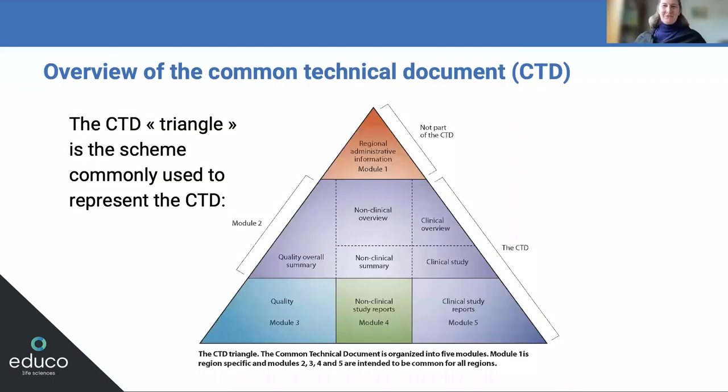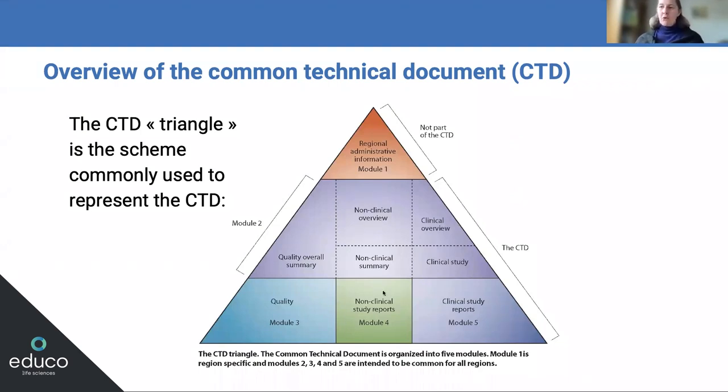So thank you for that, Sophie. So my next question then is, I know the CTD is made up of modules. Could you elaborate a little bit on that and give us a little bit of detail about each of those? Yes, of course, Alex. This is how we usually display or represent the CTD. It's the CTD triangle. And you can see at the basis of the pyramid, we have the main module of the CTD. We have the module 3, quality, where you will describe all the operations you perform on your product and on your API, the manufacture and the control.